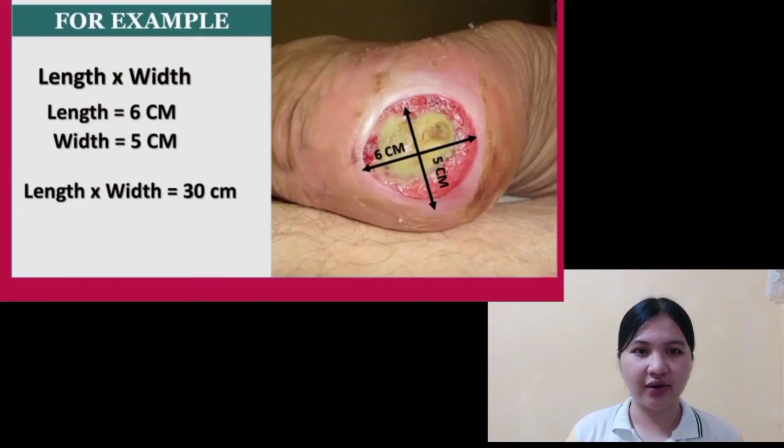The appendix contains a validated PUSH tool. The area of a surface is calculated by multiplying the length by the width. Surface area is given in discrete categories rather than a continuous measure to reduce measuring error due to minor variation. The amount of exudate present is evaluated and categorized as none, light, moderate, or heavy.